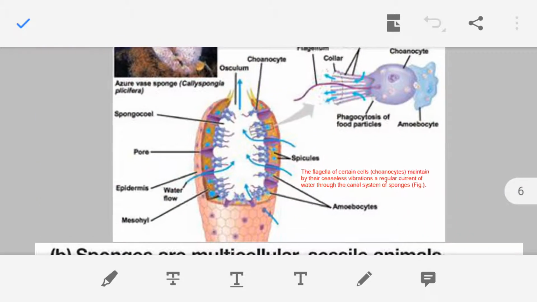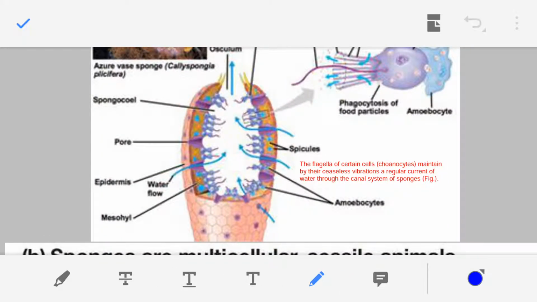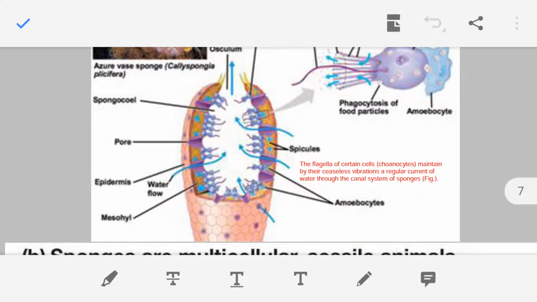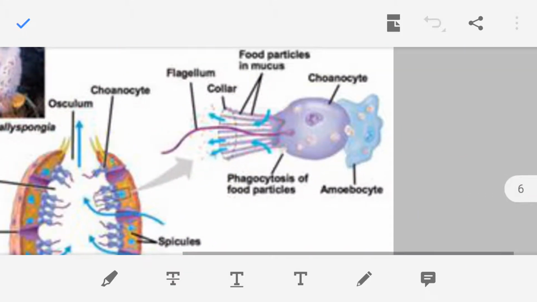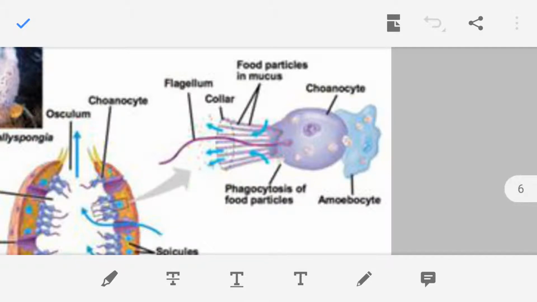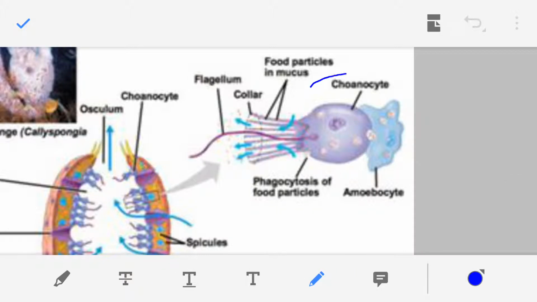In this figure, see the body wall of the sponge, and in the body wall many pores are present. Here you can see this is a pore, this is a pore. This is the cross section of the body wall, and in the body wall various kinds of cells are present and they perform different functions. But the cell we are interested in today, the cell that we are discussing, is the choanocyte cell. So in the body wall of the sponge, choanocyte cells are present.